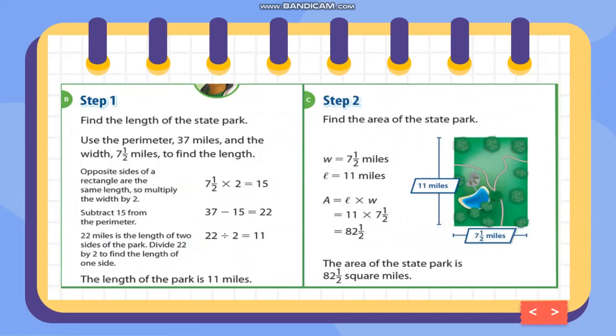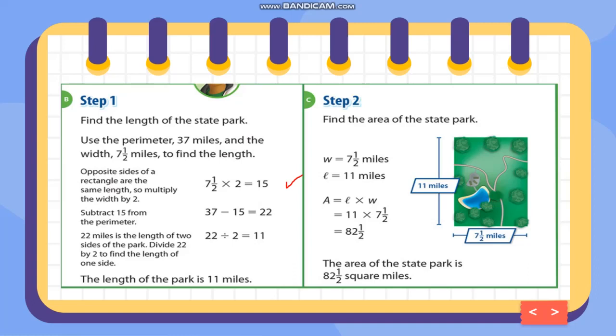Okay, so as you can see, to make it clear, in finding the length of the state park, we use the perimeter, 37 miles, and the width, which is 7 and 1/2. To find the length, the opposite sides of the rectangle are the same length. So we multiply the width by 2, 7 and 1/2 by 2. That's the one that we did. That is equivalent to 15.